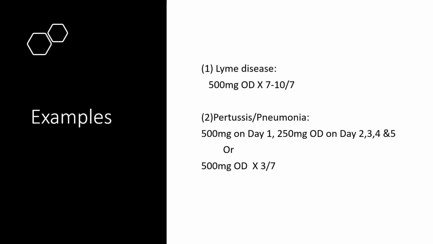In pertussis or pneumonia, you can give azithromycin 500 mg on day 1, then 250 mg once daily on days 2, 3, 4, and 5. Or if you don't want to go through this mathematical calculation on different days, you can just give 500 milligrams once daily for 3 days.